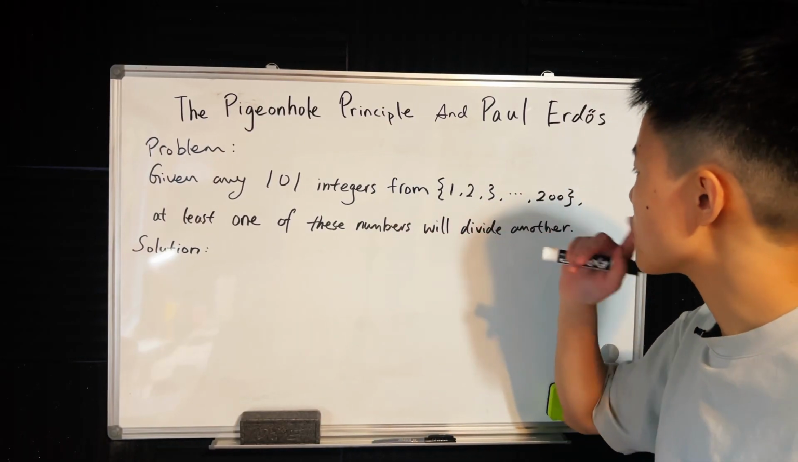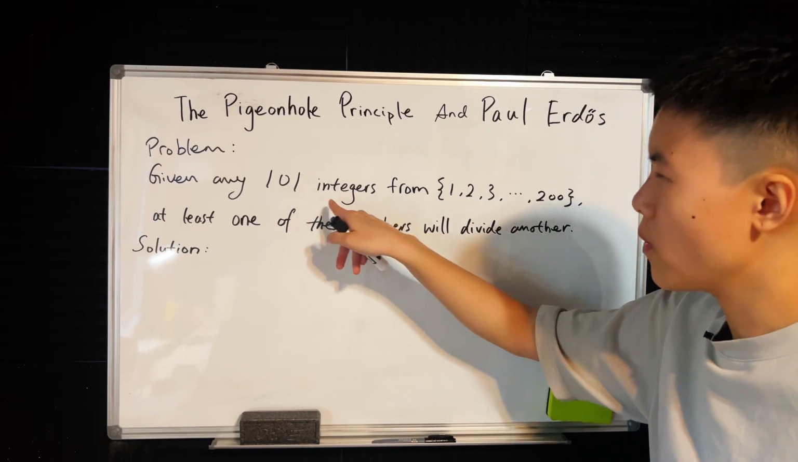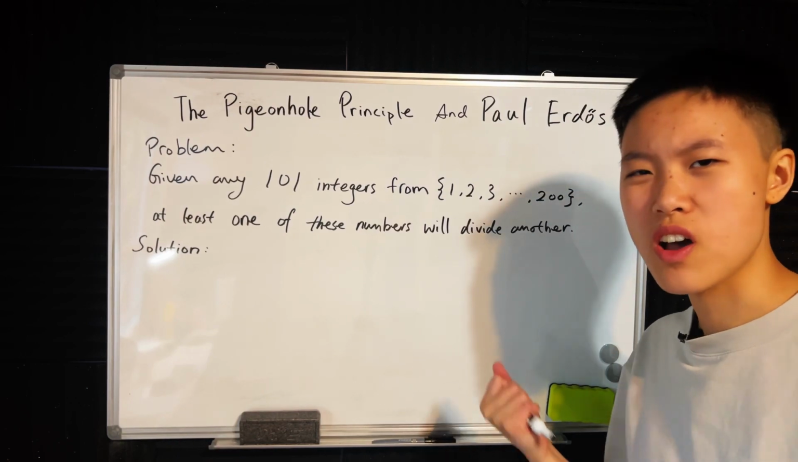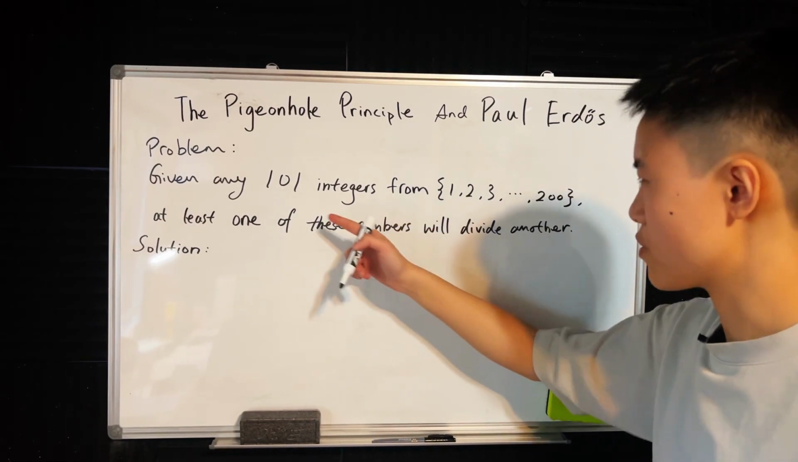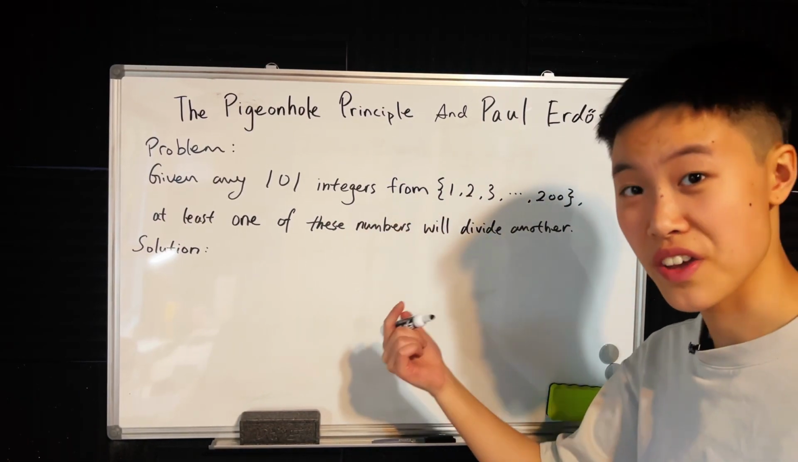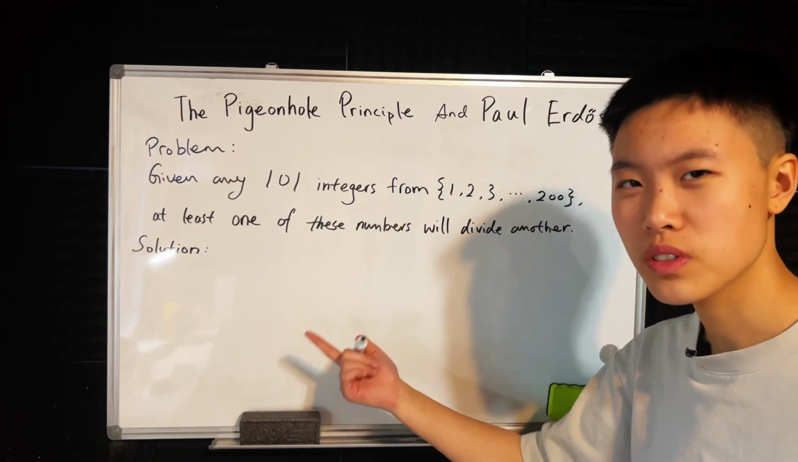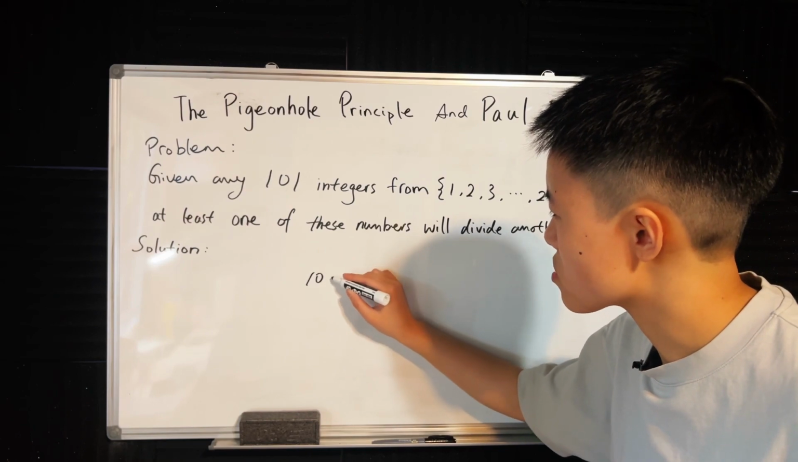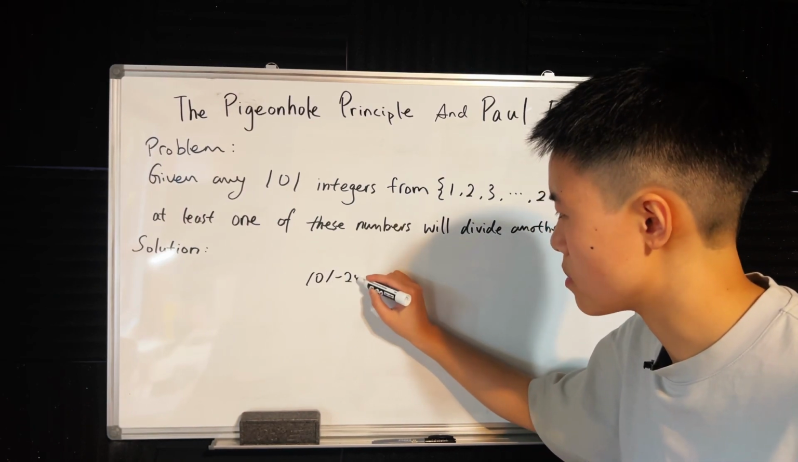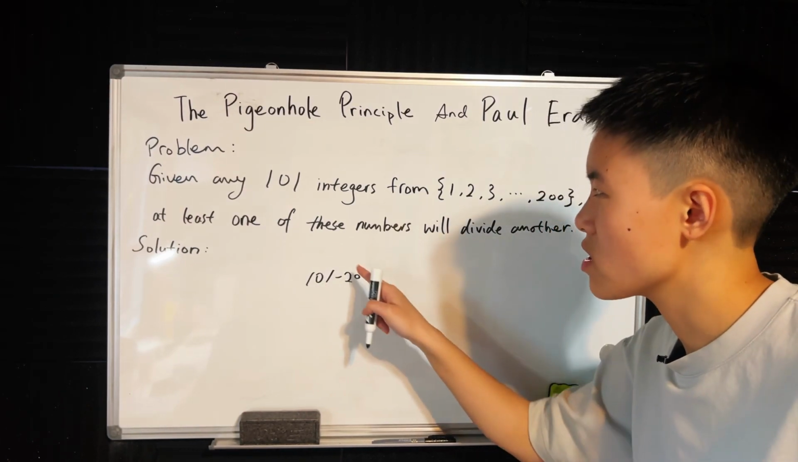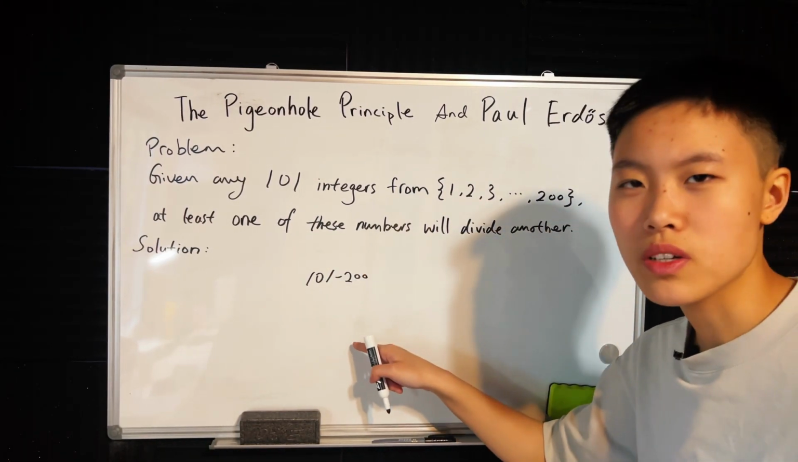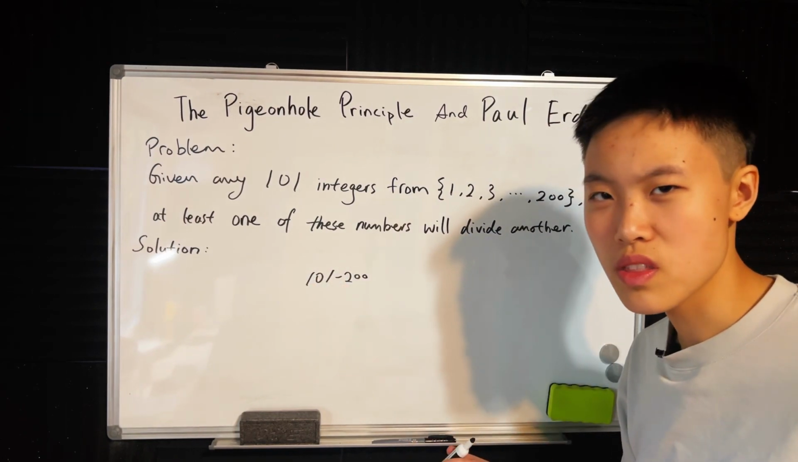When I first looked at this problem, I thought, why does it have to be 101 integers, not 100 integers? So let's try to think why 100 integers wouldn't work. If you only pick 100 integers, why will there be cases where none would divide another? And the easiest thing you can think of is 101 to 200. So this set has 100 integers in it, and it's in the set. But none divides another because none of them are twice as much as another.